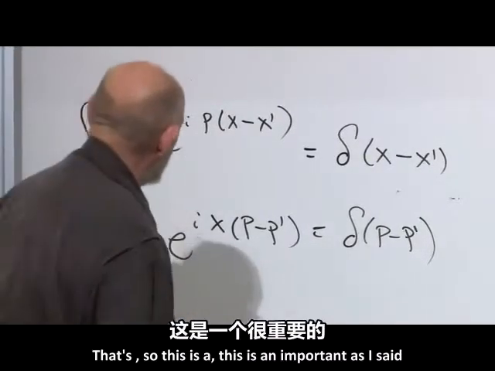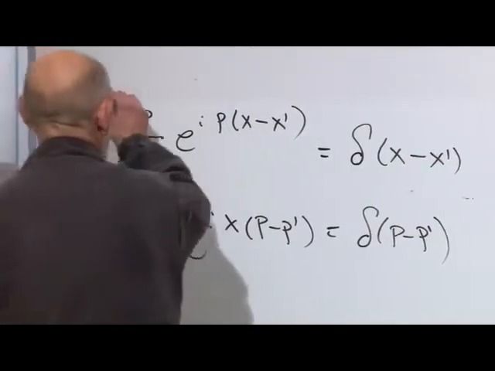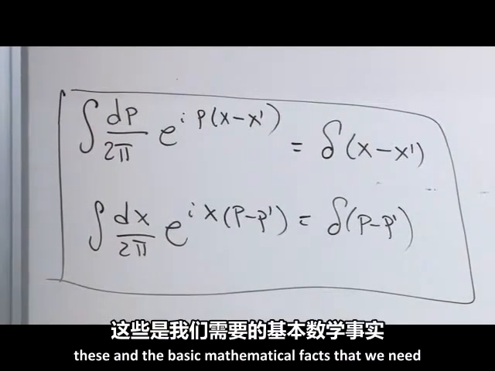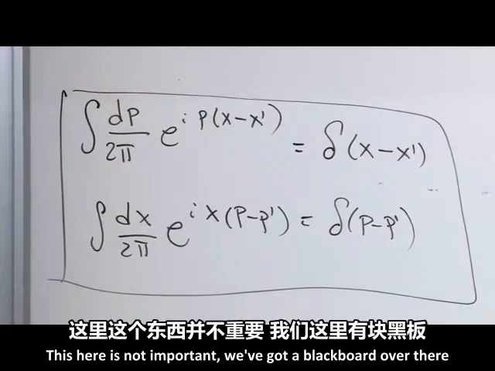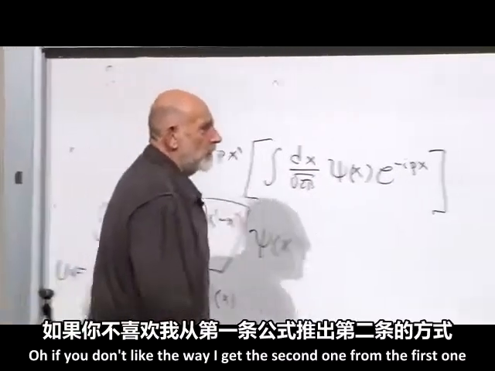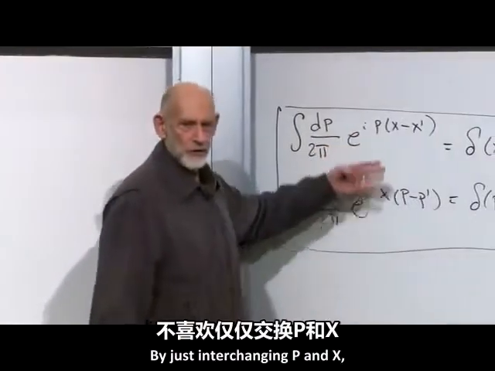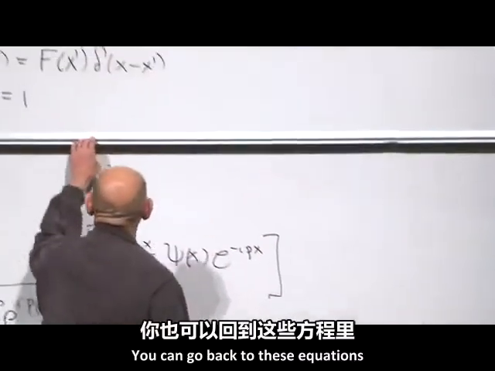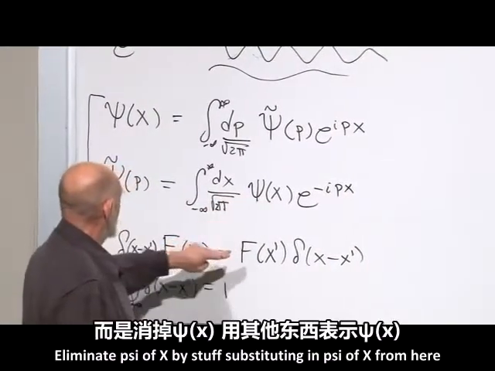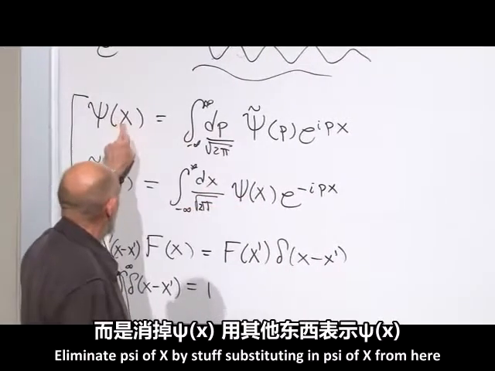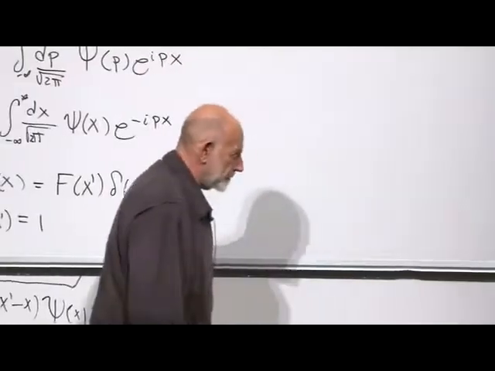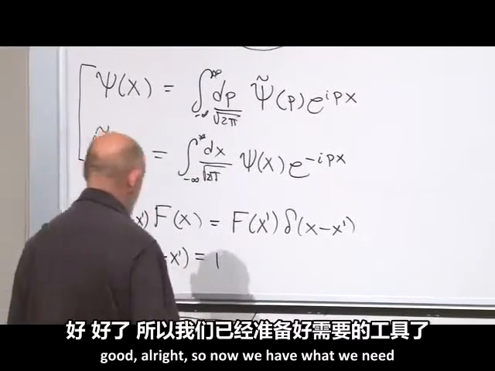All right, so this is an important fact about delta functions. These are the basic mathematical facts that we need. This here is not important. We've got it on the blackboard over there. If you don't like the way I got the second one from the first one by just interchanging p and x, you can go back to these equations, and instead of eliminating psi twiddle of p, eliminate psi of x by substituting in psi of x from here, and you'll get it, you just interchange p and x. Good. All right, so now we have what we need.